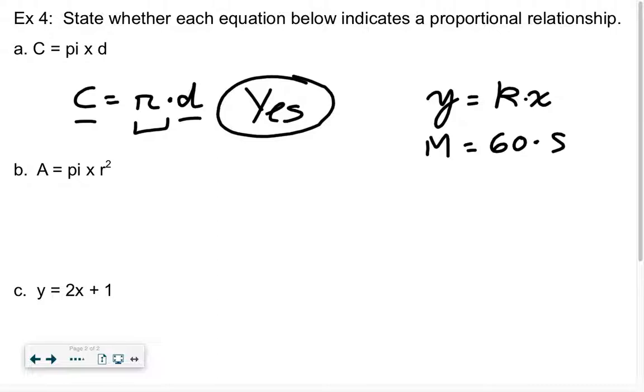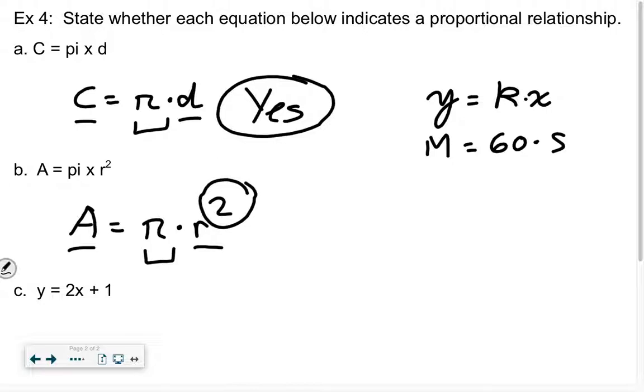If we move on to part B, area is equal to pi times radius squared. If we look at this formula, A is equal to pi times radius squared. Now it's very similar. We have our two variables. We also have that constant, but now we have this exponent of 2. And as soon as your exponent changes, now it is no longer a proportion.